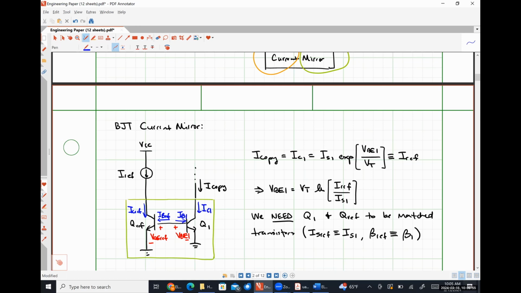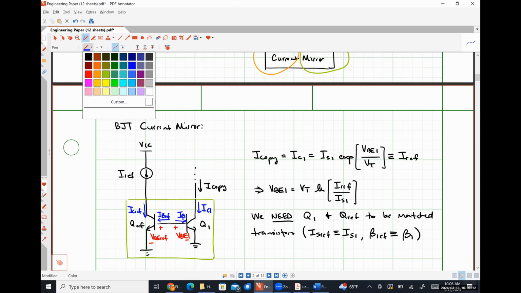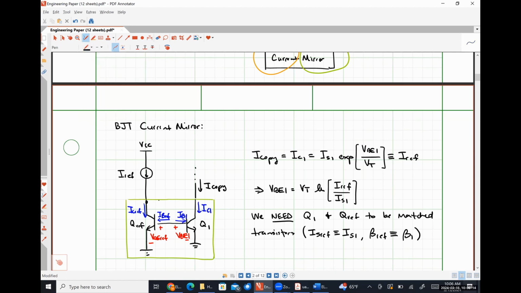Flowing in opposite directions. Right, so effectively, if IB1 is pulling this way, that's taking away from the collector current and all of that kind of good stuff. So how are we going to fix that? Diode connection. So effectively, if we tie this node to the base, then now our reference current supplies those base currents.